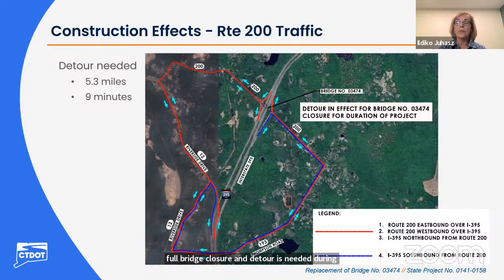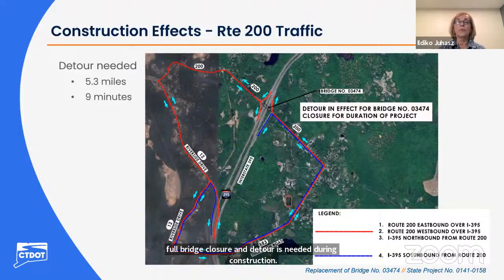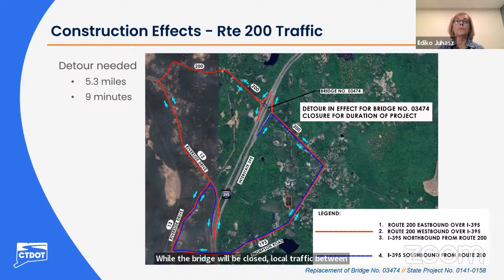While the bridge will be closed, local traffic between North Grosvenor Dale and the center of Thompson will be detoured onto Route 200, Riverside Drive, and Thompson Road. This detour is about 5.3 miles long, and it takes approximately 9 minutes to drive. The on and off ramps at the I-395 and Route 200 interchange will remain open during construction, and drivers can also use the on and off ramps at I-395 exit 49.